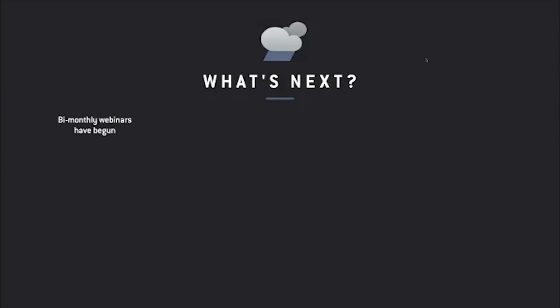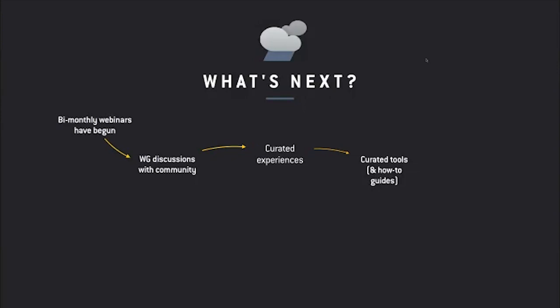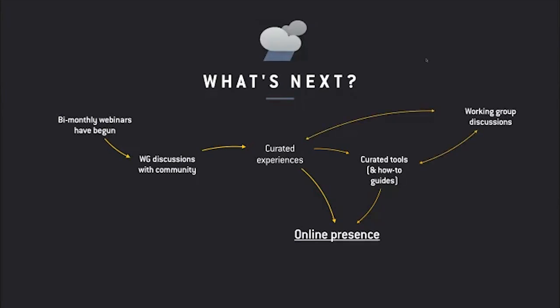But meanwhile, the bi-monthly webinars have begun. And these are our main vehicle for working group discussions with the community. So this is the main method that we're going to try to curate people's experiences from. And again, the goal here is to come up with an online presence that we hope will be useful to the community. And then that's to inform working group discussions towards identifying some synthetic activities that ultimately we hope will result in some working group publications beginning in year 2 and year 3. So that's the big picture.